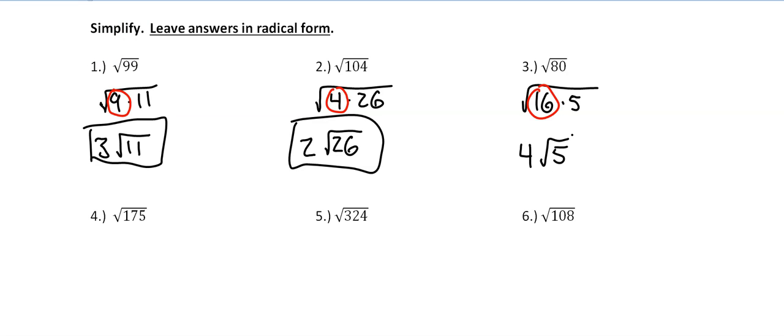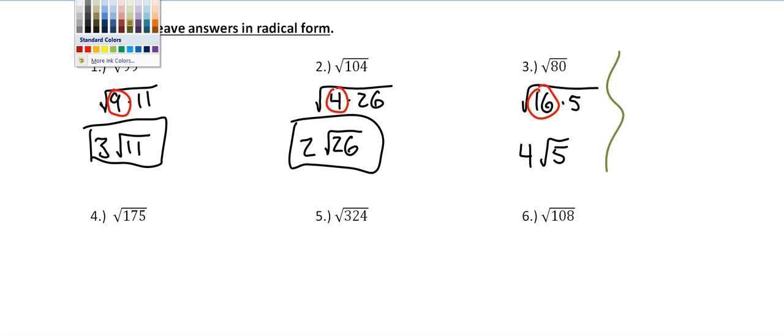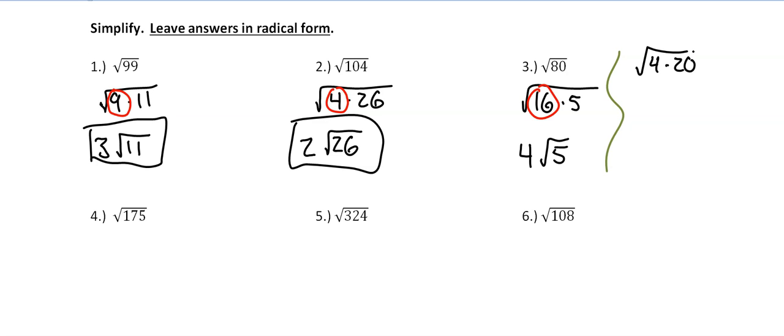And keep in mind, that's not the only perfect square that divides evenly into this one. You might do something like this, and you might end up simplifying partially instead. Maybe you do something like 4 times 20, and then you say, okay, the square root of 4 is a 2, and the 20 is still trapped. And the thing about that is, this is a simplified version of the square root of 80, all right? But it's not completely simplified.